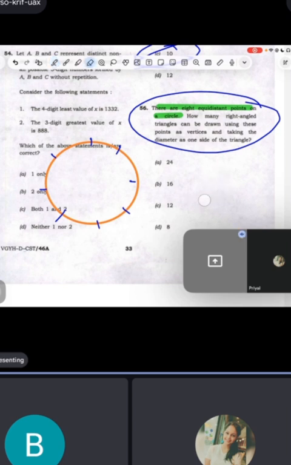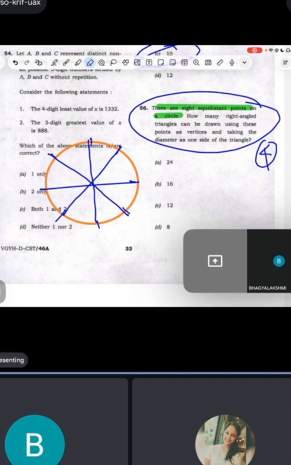Guys, let me tell you, there is one semicircle rule. If you make any triangle using the diameter of the circle, that will always be a right angle triangle. Any doubt here? No doubt. So the question is saying, tell me how many diameters can be there with eight vertices? One diameter, two diameters, three diameters, four diameters. Only four diameters are there. Any doubt here? No. Now we have to find out with one diameter how many triangles are possible.